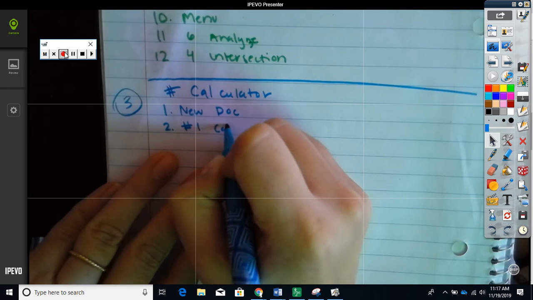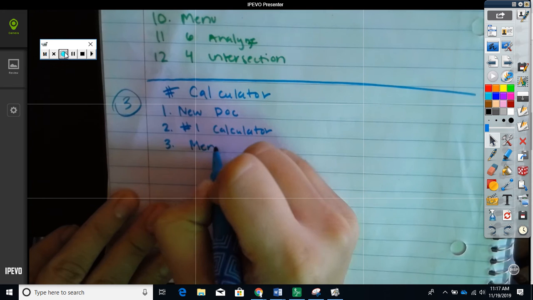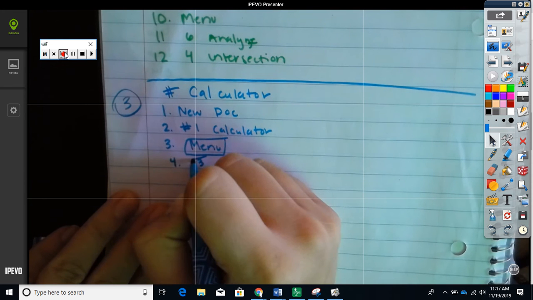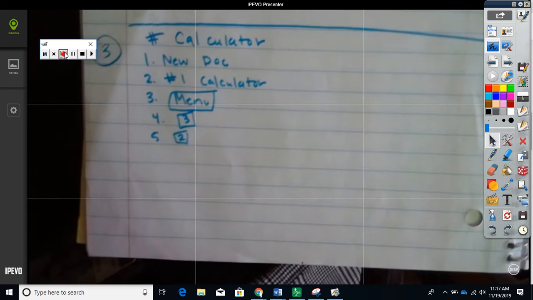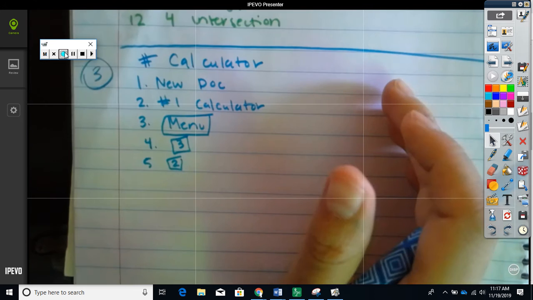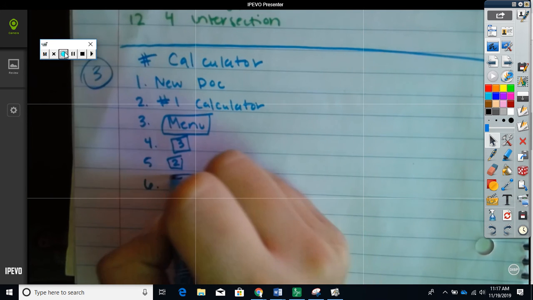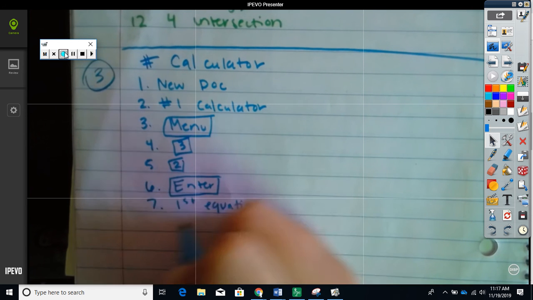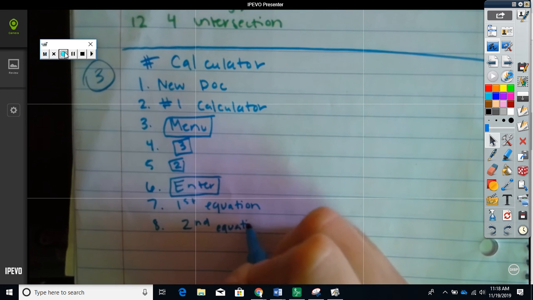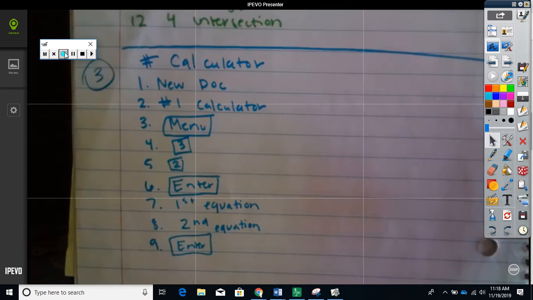Thank you. So you're going to go to new document. You're going to press number 1, calculator. You're going to press menu, 3, 2. Again, to solve it, the way we're doing it today is go to the calculator, press menu 3, 2. Then you press enter, and then you're going to type in your first equation, and then you're going to type in your second equation, and then you're going to press enter. The way we're solving them today is menu 3, 2.